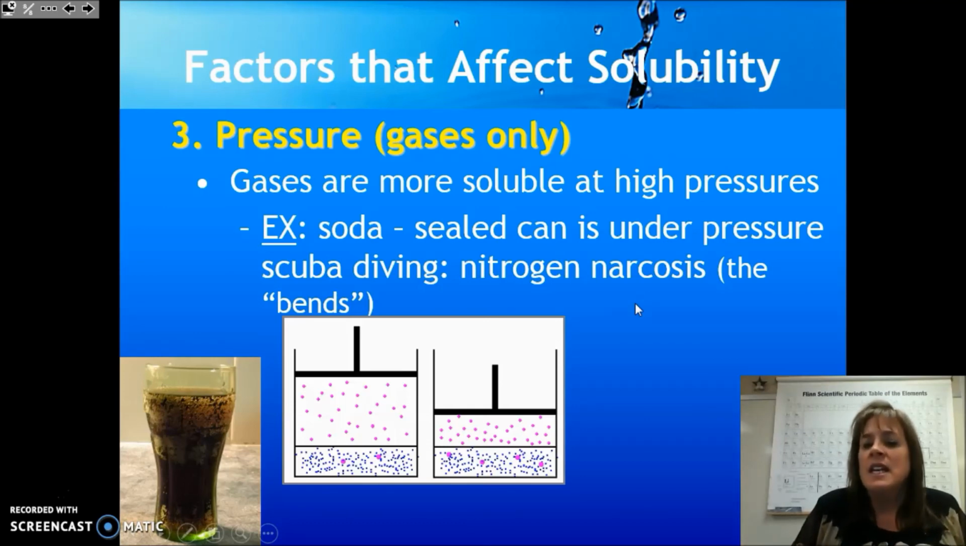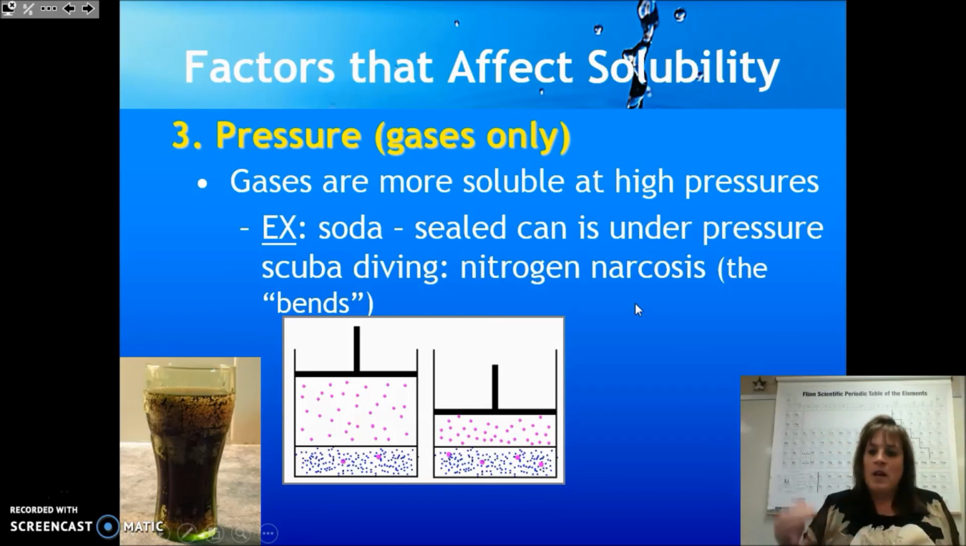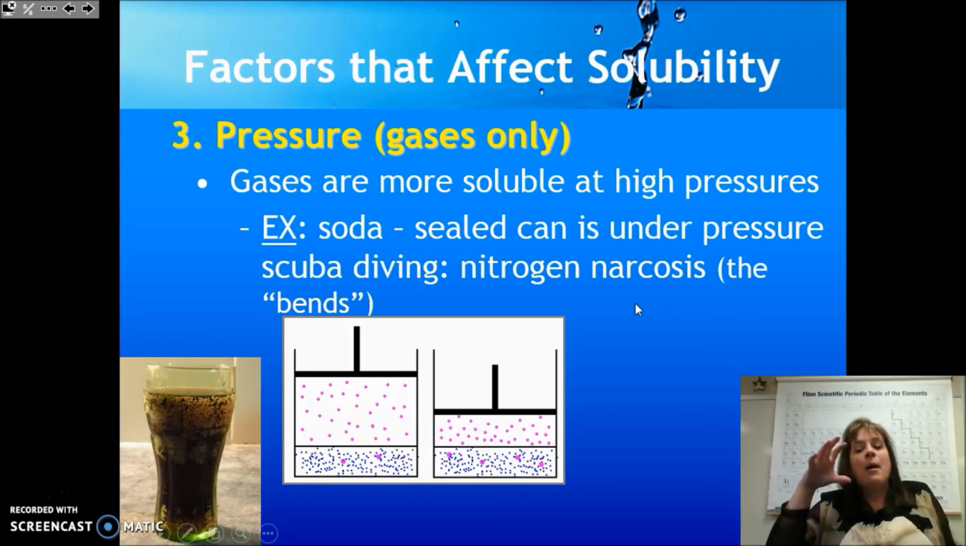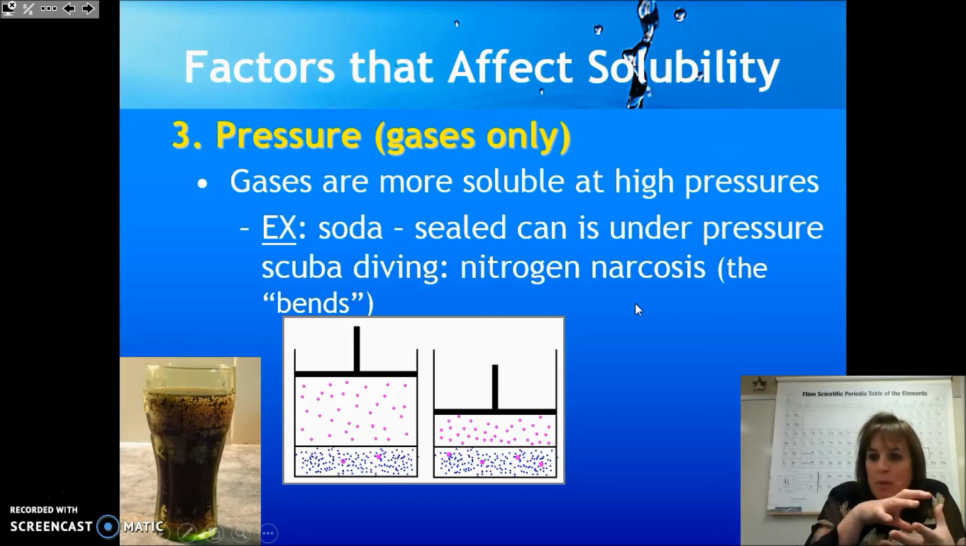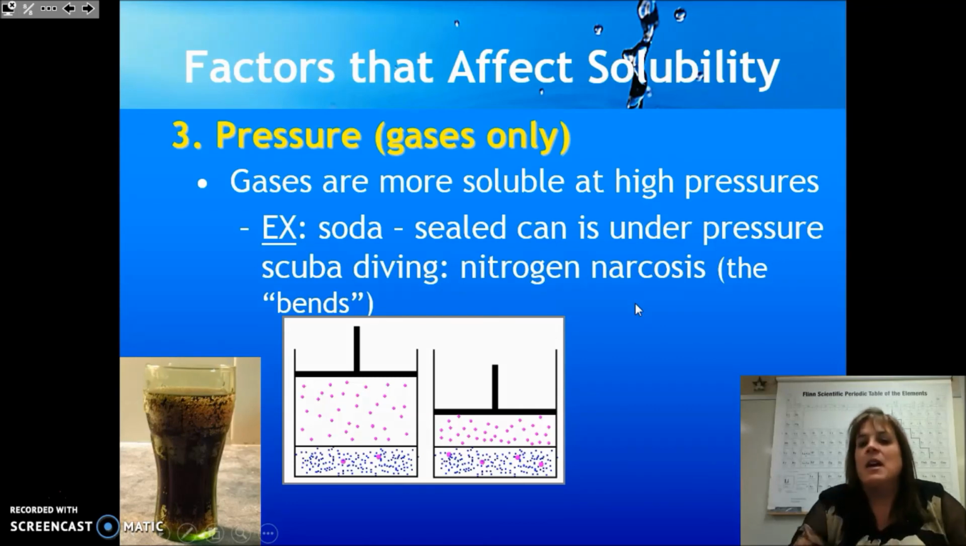Another good example is if you've ever been scuba diving. When you go down deep in the water, the pressure on you gets high, you get squeezed. And what happens is the nitrogen in your blood gets squeezed, and it becomes more soluble in your blood. And so if you go up really quick, it expands, and becomes less soluble, and you get what's called the bends. It's not pretty, not good at all. So gases are more soluble at high pressure. Pressure does not affect anything else but gases.